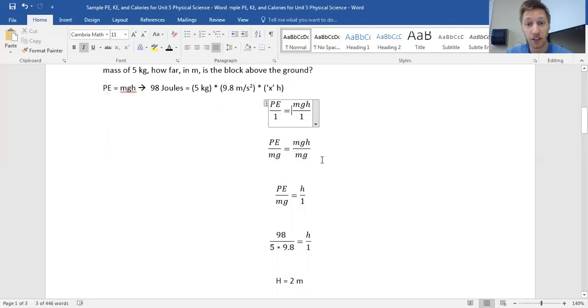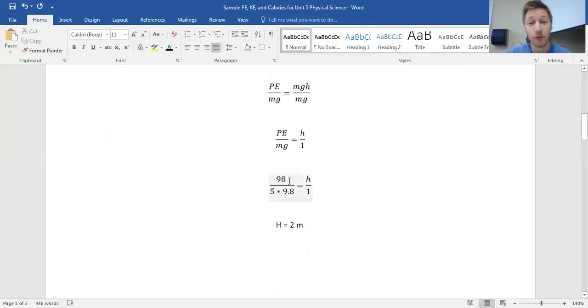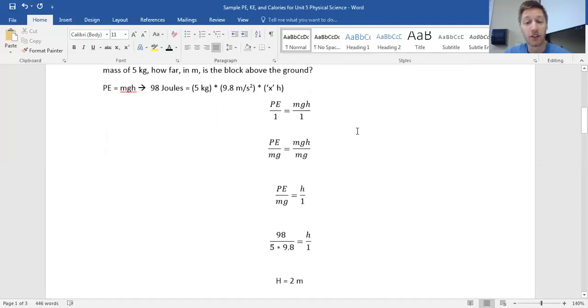So going from here to here, you'll see that all we did is we took the stuff that was next to the h and brought it to the other side of the equal sign, and put it below the potential energy. Now we can plug our stuff in. We have 98 joules of energy. The mass is 5, gravity is 9.8, solve for h, and that's 2 meters above. So that's just a little algebra background again.